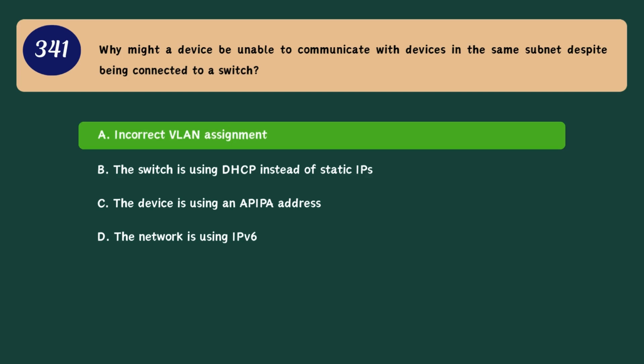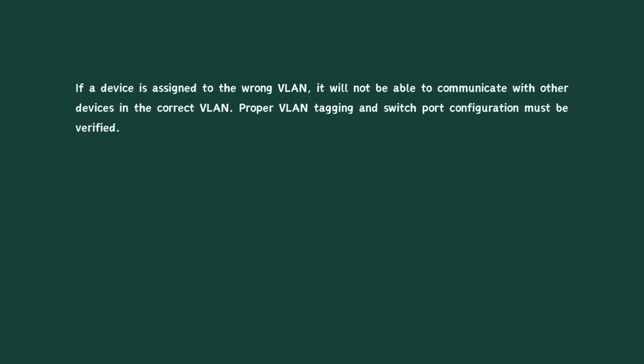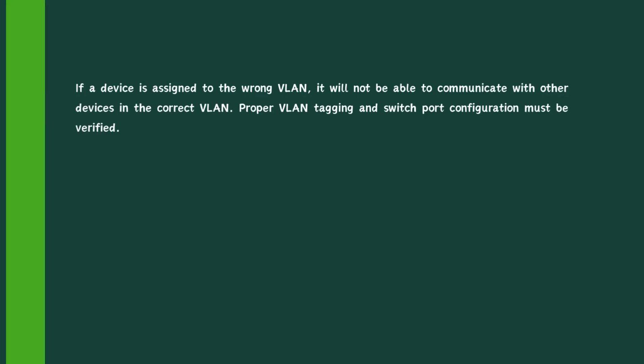Correct answer. A. Incorrect VLAN assignment. If a device is assigned to the wrong VLAN, it will not be able to communicate with other devices in the correct VLAN. Proper VLAN tagging and switch port configuration must be verified.